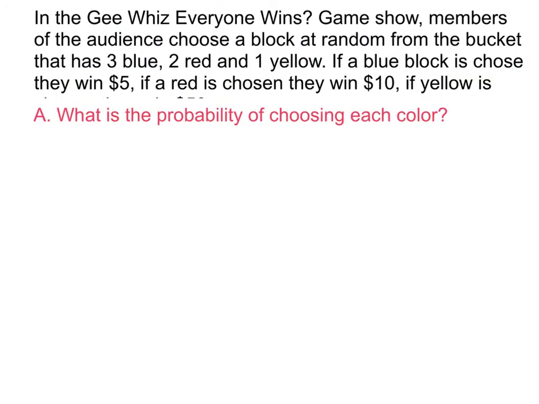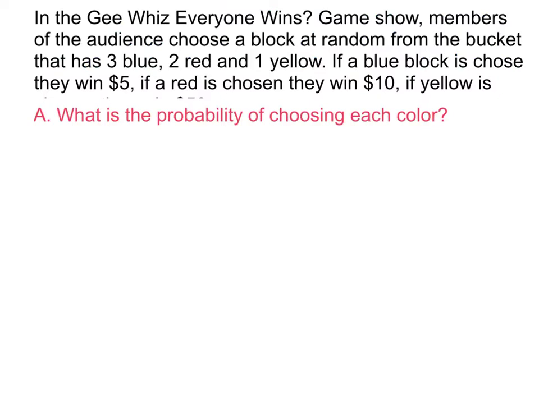So let's look at the next one. In the Gee Whiz Everybody Wins game show, members of the audience choose a block at random from the bucket that has 3 blue, 2 red, and 1 yellow. If a blue block is chosen, they win $5, a red block is chosen, they win $10, and a yellow is $50. What is the probability of choosing each color?